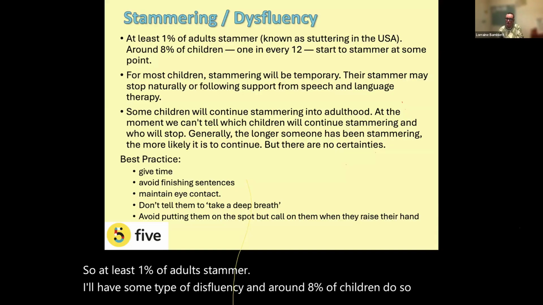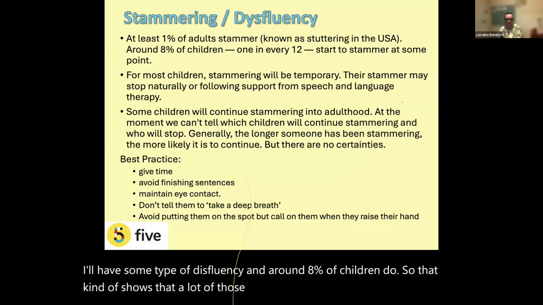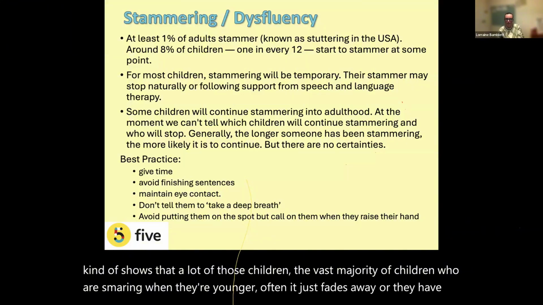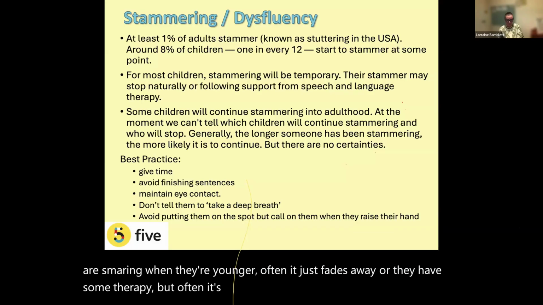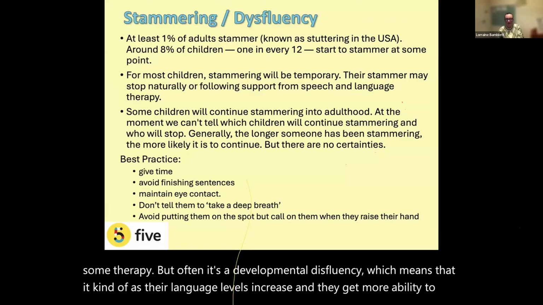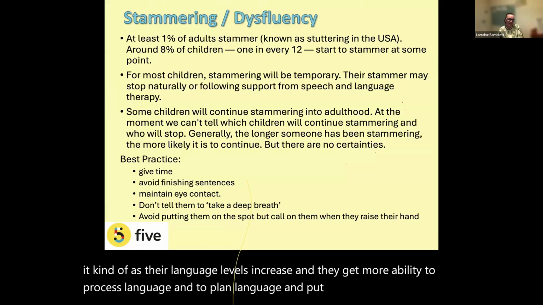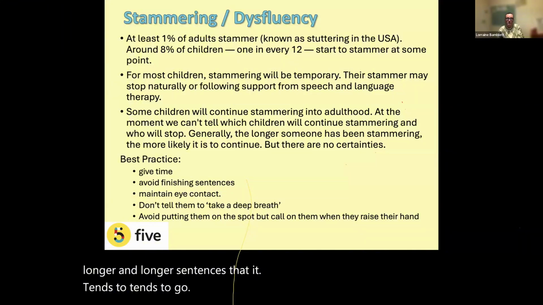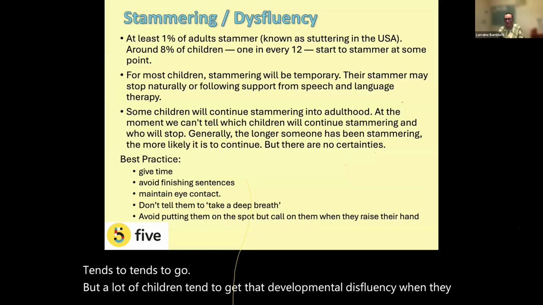That shows that the vast majority of children who are stammering when they're younger, it often just fades away, or they have some therapy, but often it's a developmental disfluency. That means that as their language levels increase and they get more ability to process language, plan language and put language together in longer and longer sentences, it tends to go. A lot of children tend to get that developmental disfluency when they have an explosion of language.